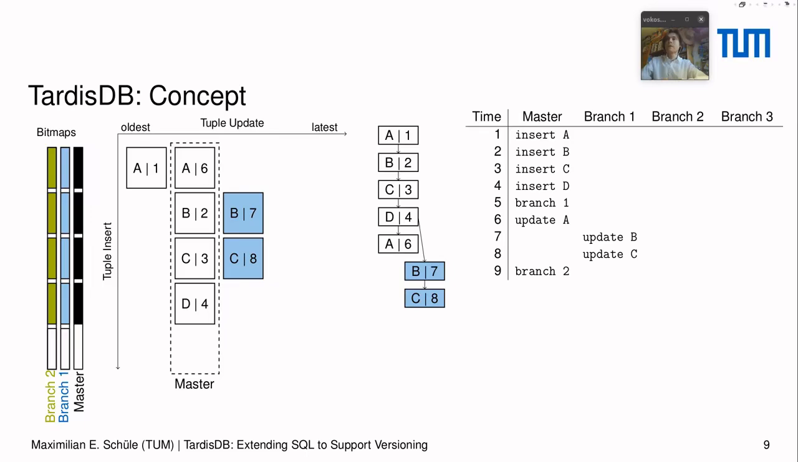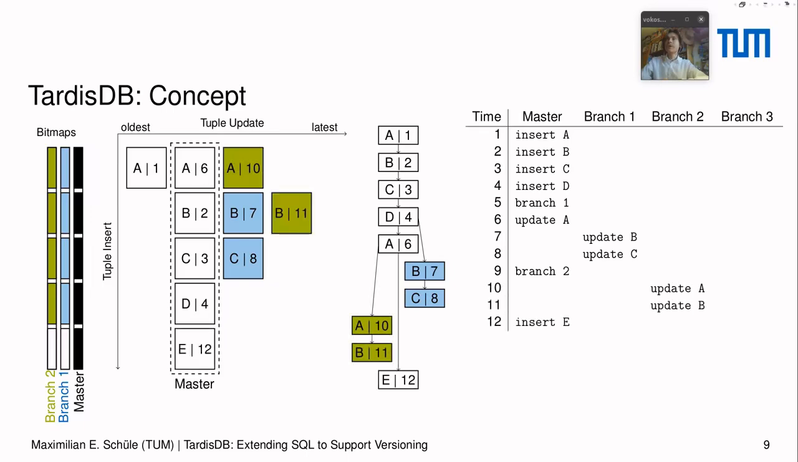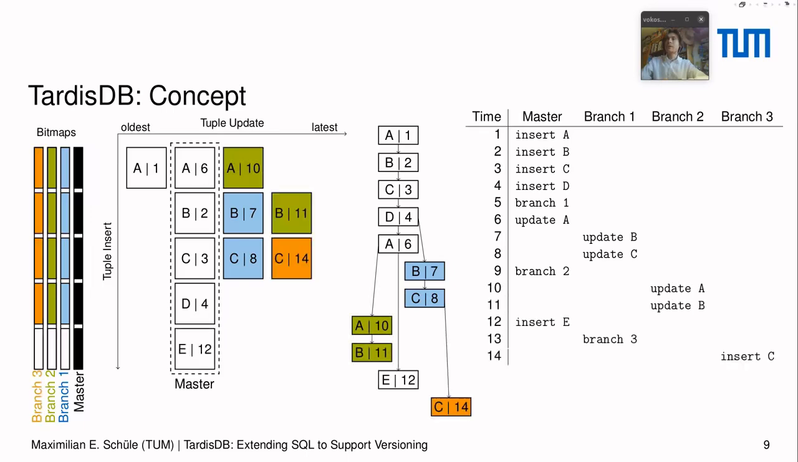We can also create another branch and update the tuples concerning only branch 2. Afterwards, we can also create a branch 3 and delete tuples. So these tuples are no longer visible in branch 3 as the bit is unset.